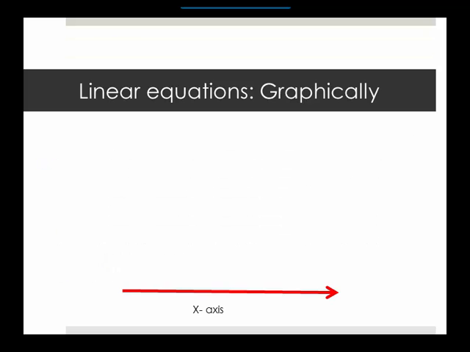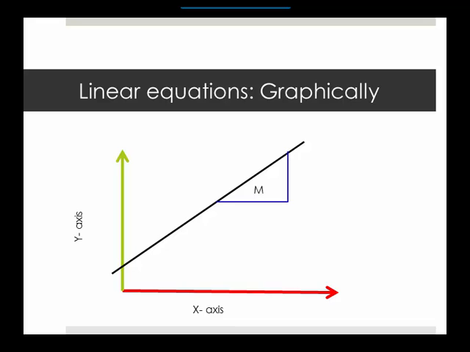Graphically, we have the x-axis, which represents how far along. We have the y-axis, which represents how far up. We then have a straight line. M is the slope or gradient of the straight line.